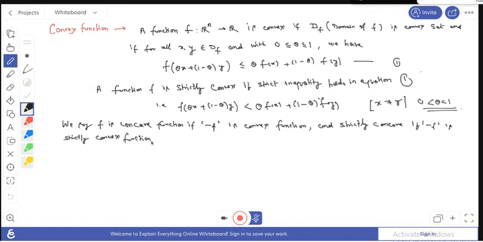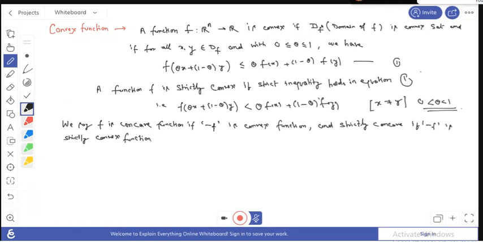Okay. So here, equation 1: if we take f of theta x plus 1 minus theta y is less than or equal to theta of f(x) plus 1 minus theta of f(y). So this is the mathematical representation of your convex function, for any x, y which belongs to the domain, and remember that the domain must be a convex set.